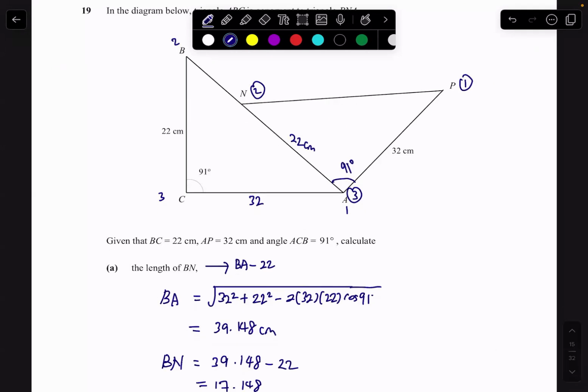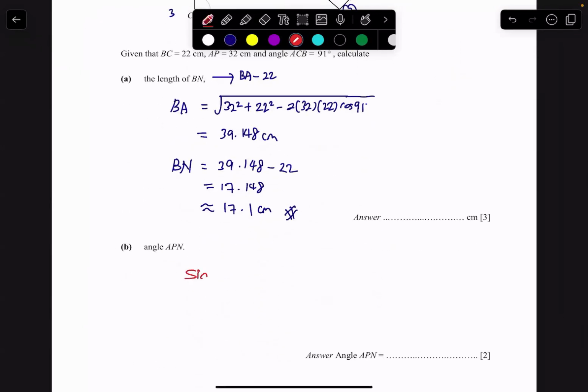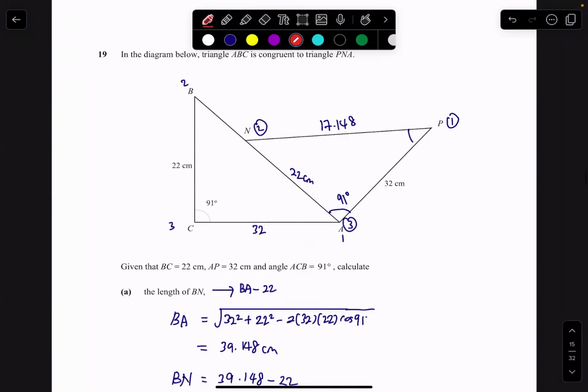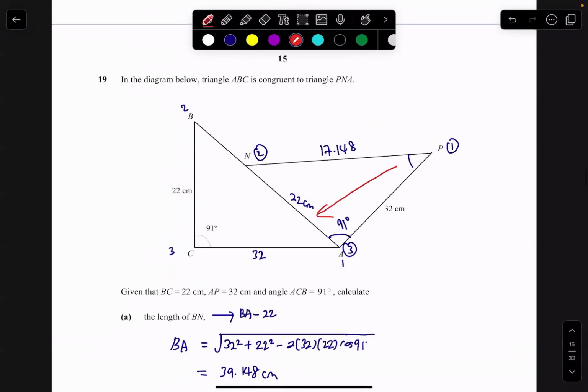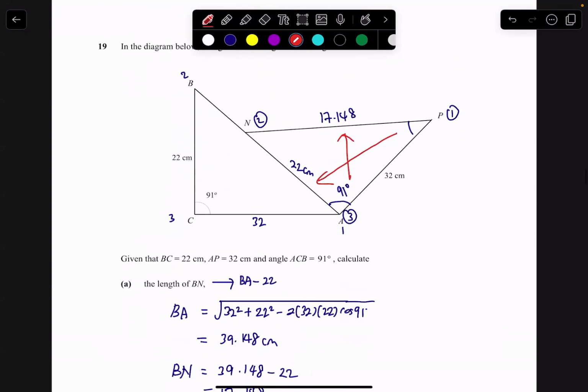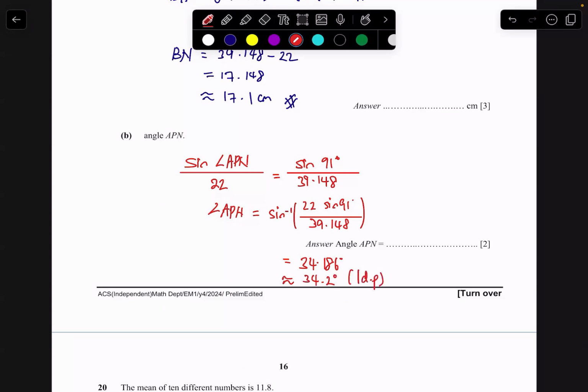Find angle APN. So we find this angle. Since we already know this is 17.148, we can use the sine rule. Sine of angle APN corresponds to, APN is looking at 22, so over 22 equals sine 91 against 39.148. So angle APN will be sine inverse of 22 sine 91 over 39.148. So we get 34.186 degrees, which rounds to 34.2 degrees.